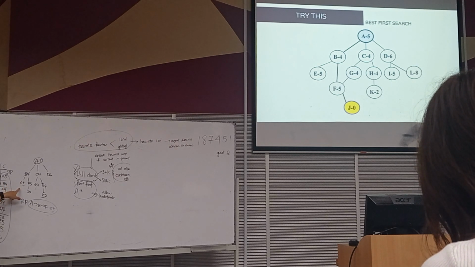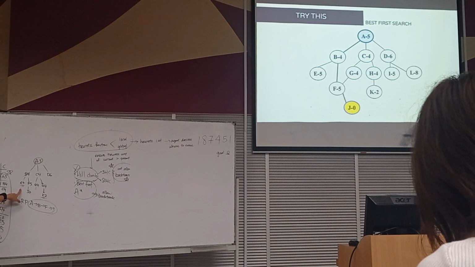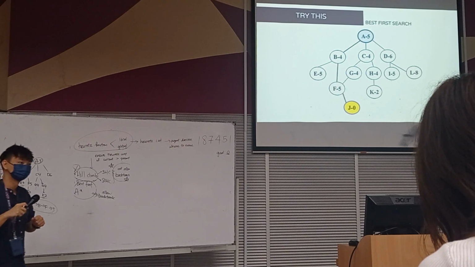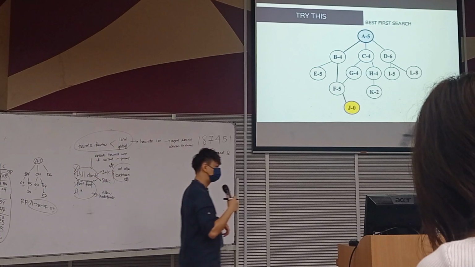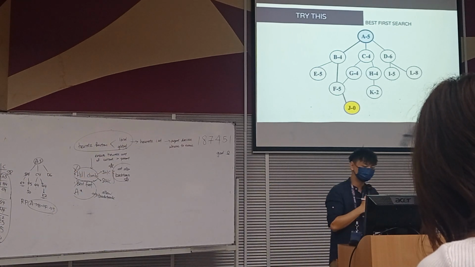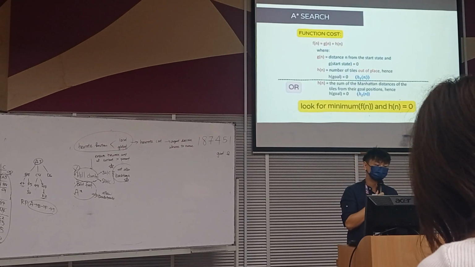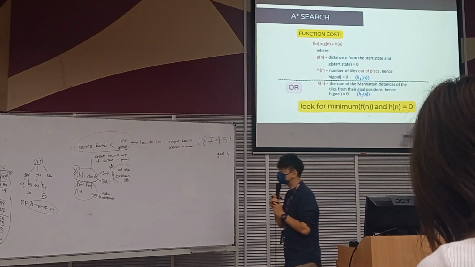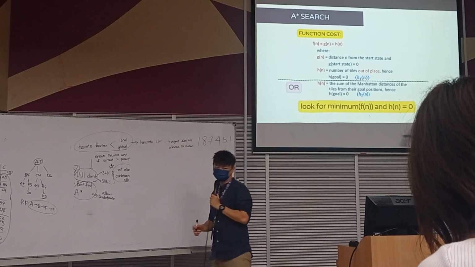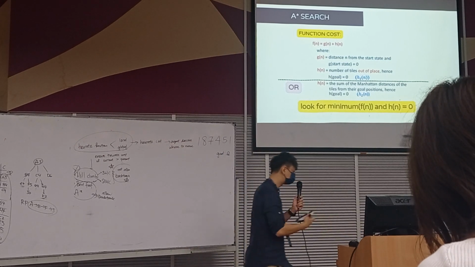Alright, so that is best first search. Let's go to the last algorithm, which is A star. So what is the difference between best first search and A star?